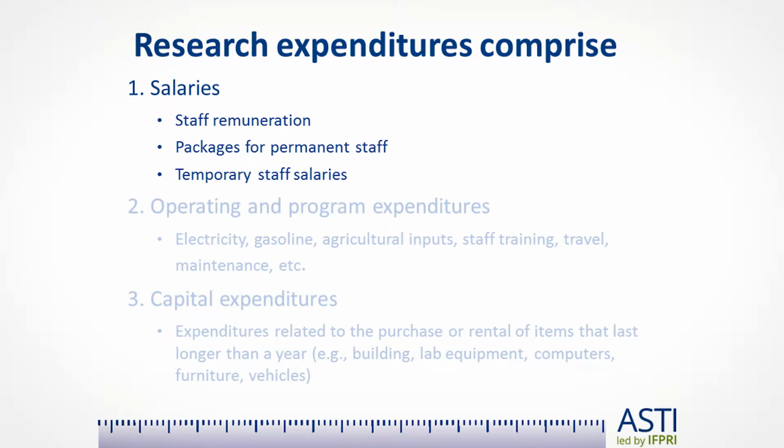ASTI classifies agricultural research expenditures following three different categories: salaries, operating and program expenditures, and finally capital investments. Under salaries, we clearly include the wages, the salaries of agricultural researchers and technical support staff, but also any other staff remuneration packages of permanent or temporary staff, including things like health insurance or pensions or any other benefits. They should all be included under salaries.